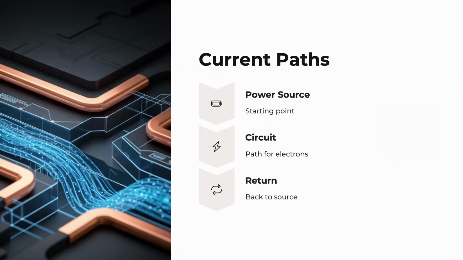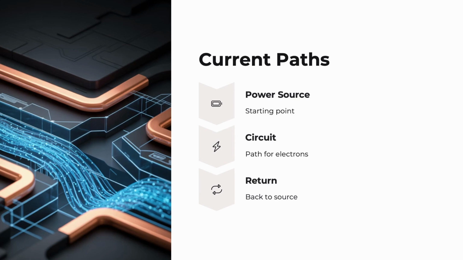Electric current is simply the flow of electrons through a conductor, usually a wire, from one side of a power source through the circuit and back again. You could think of it like water flowing through a pipe. It starts at the pump, moves through the plumbing, and returns to the pump.